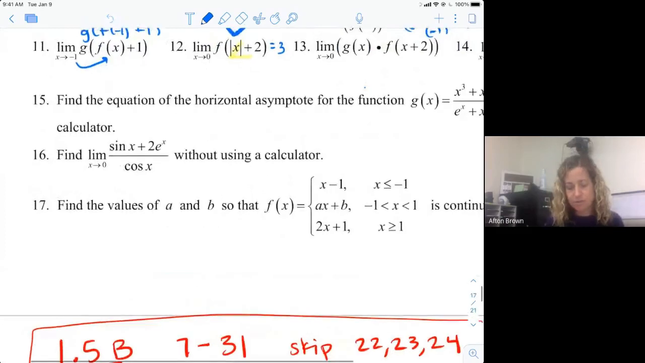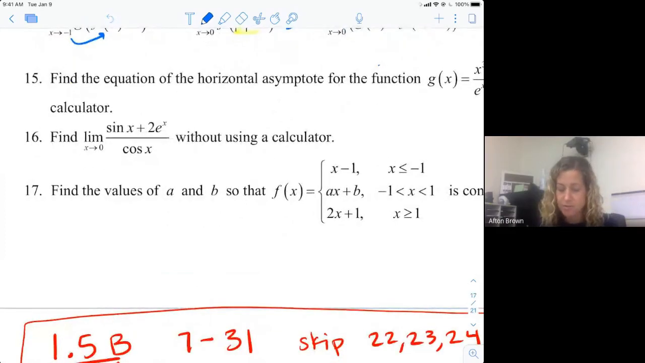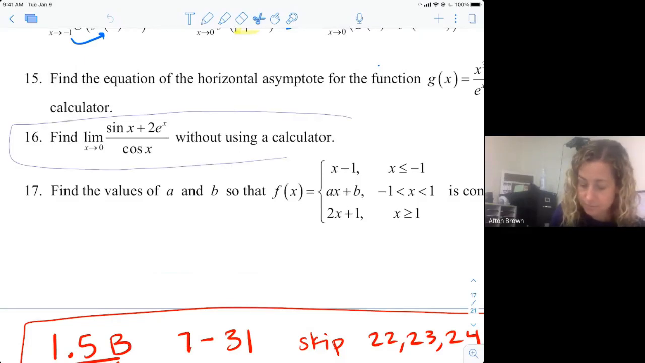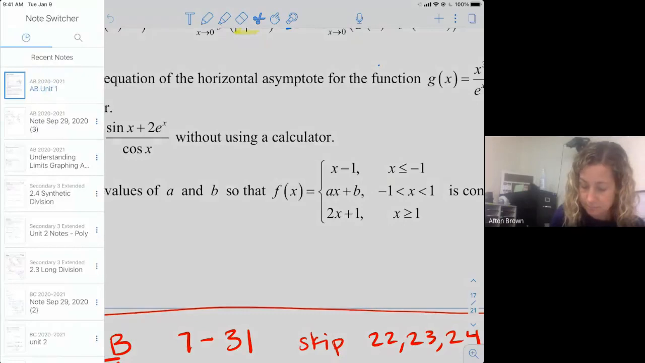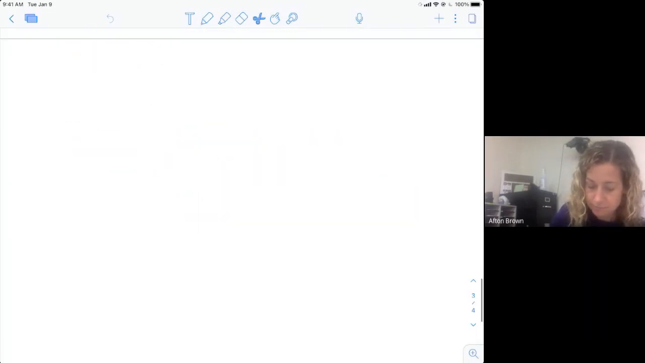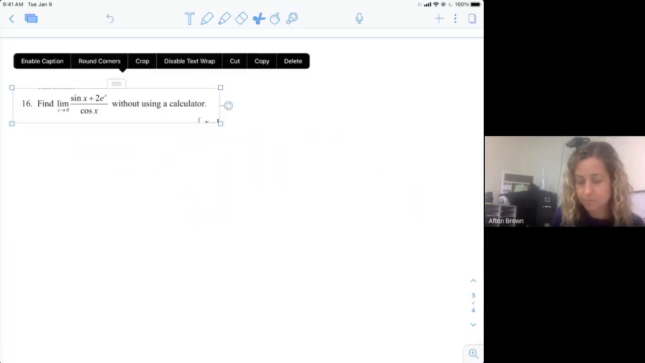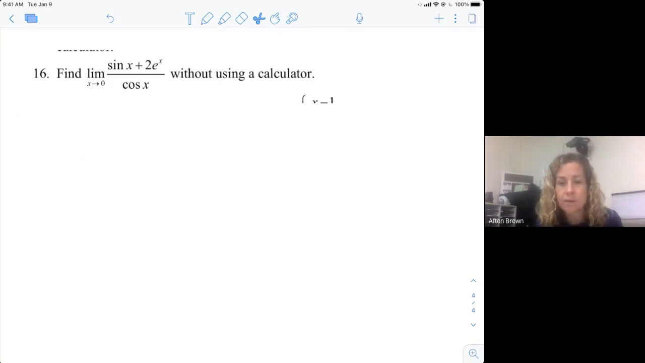Okay, how are you going to do 16 without using a calculator? What do you guys think? Anybody think they know the answer? What's our first thing we always try? Any limit problem, first thing we try. Direct substitution. Very good.